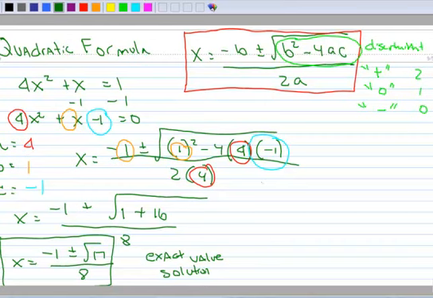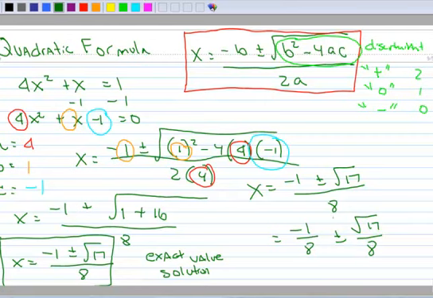Alright, so let's take that exact value solution and let's break that apart, because the back of the book is going to look a little bit different. Here it's just written like that. So I can break this apart. I can say this is negative 1 over 8 plus or minus the square root of 17 over 8. So all I did is break this apart into two separate fractions. And I think you're going to find as you work some of these problems, this form right here is what the back of the book might be. I just want you to realize that these are exactly the same thing, and you may leave it in whatever form you like.